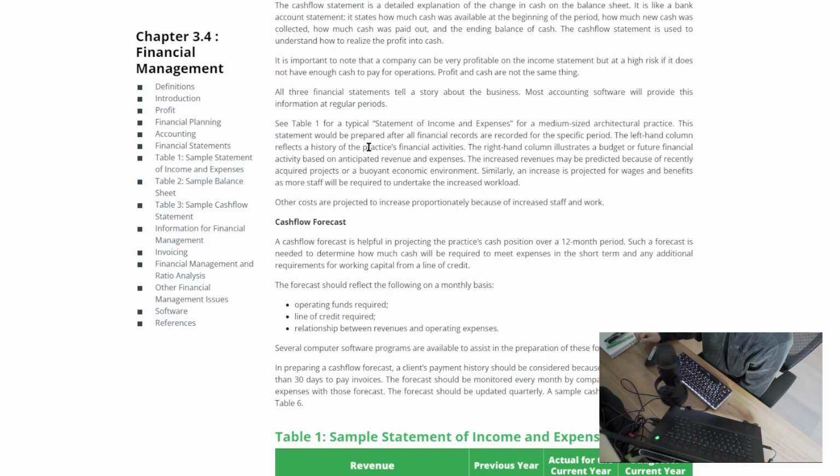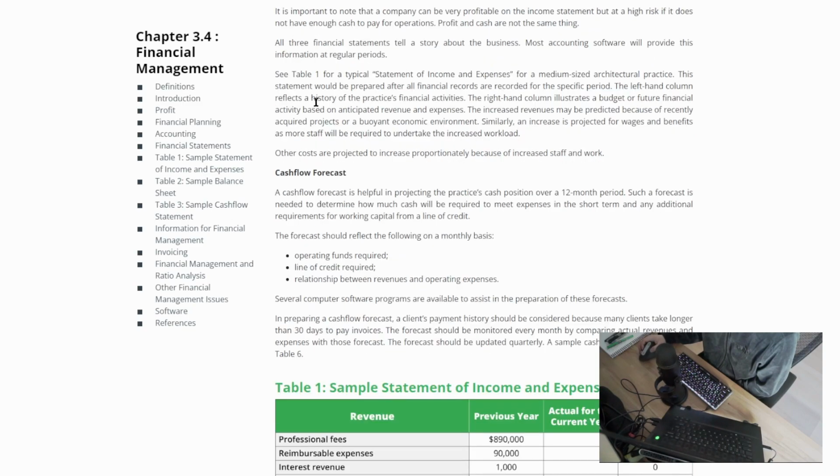See Table 1 for a typical statement of income and expenses for a medium-sized architectural practice. This statement will be prepared after all financial records are recorded for the specific period. The left-hand column reflects a history of the practice's financial activities. The right-hand column illustrates a budget or future financial activity based on anticipated revenue and expenses.